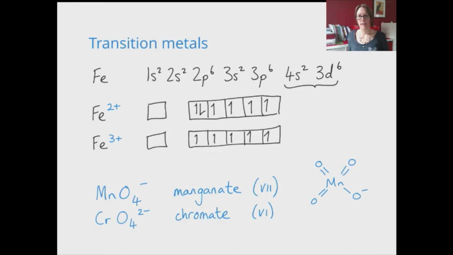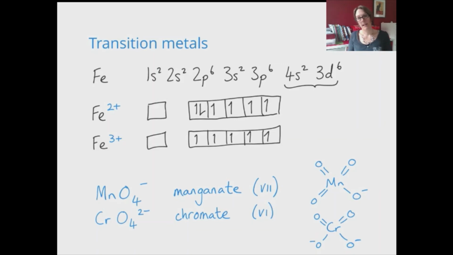Manganate(VII) is a really good oxidizing agent. Generally, transition metal ions that are in their most positive oxidation state are going to be good oxidizing agents. Chromate(VI), I didn't draw dichromate because it's a bit more complicated. It's really similar in structure to just sulfate ions. Again, you've got 6 bonds and then 2 of the oxygens have negative charges.